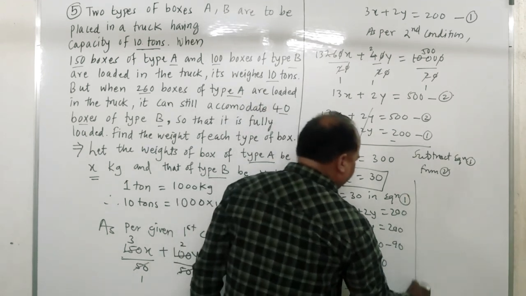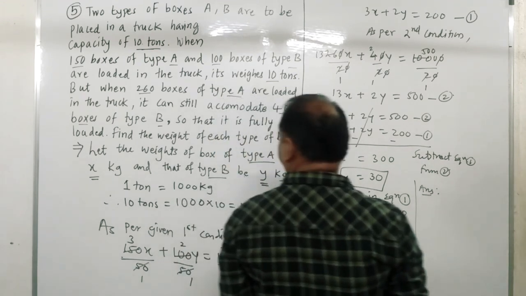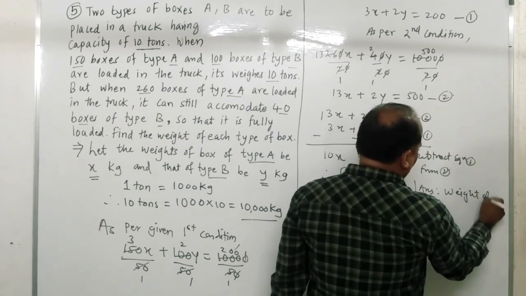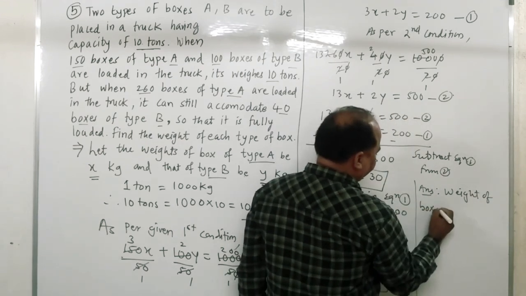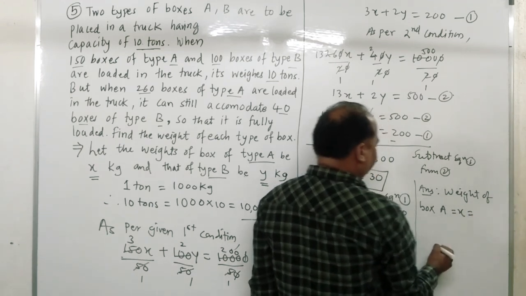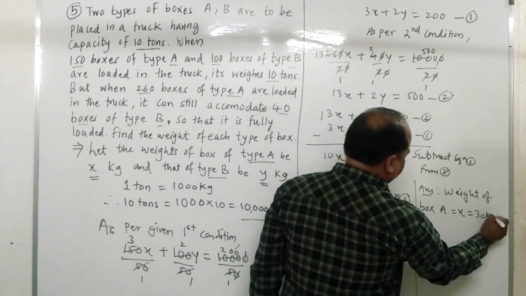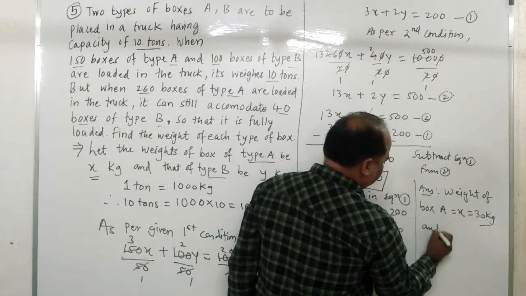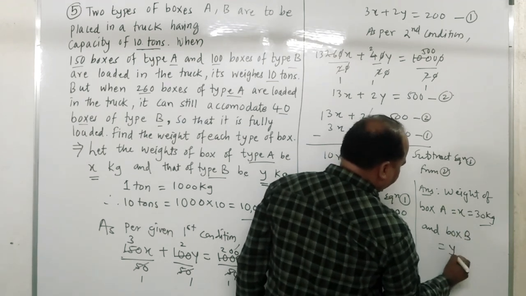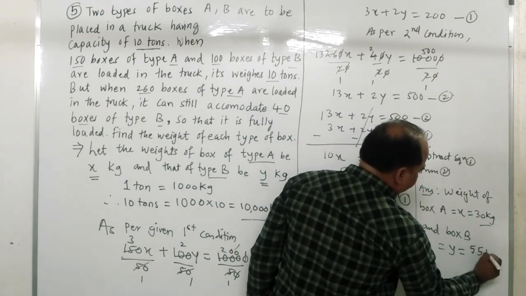So at last, the final answer. You have to find the weight of each box. So the weight of box A, that is x, is equal to 30 kg, and box B, which is y, is equal to 55 kg.